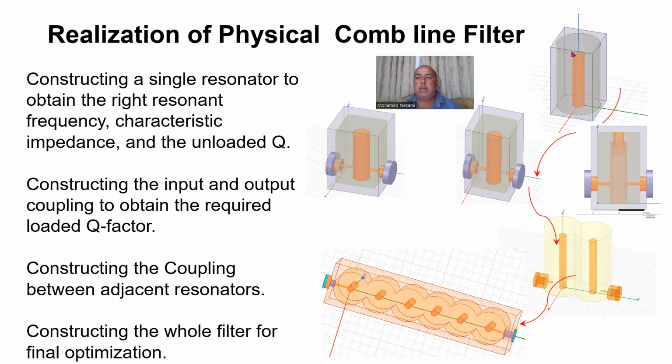And then we have the impedance of this resonator, the coaxial resonator. The characteristic impedance usually, like we detailed in the first part of this presentation, is set to 77 ohms, which coincides with the ratio between the inner diameter and the outer diameter of the coaxial section being 3.6. So doing that, the first stage, we construct a single resonator to obtain the right resonant frequency, characteristic impedance, and the unloaded Q. So how do you go from here and find out the unloaded Q?